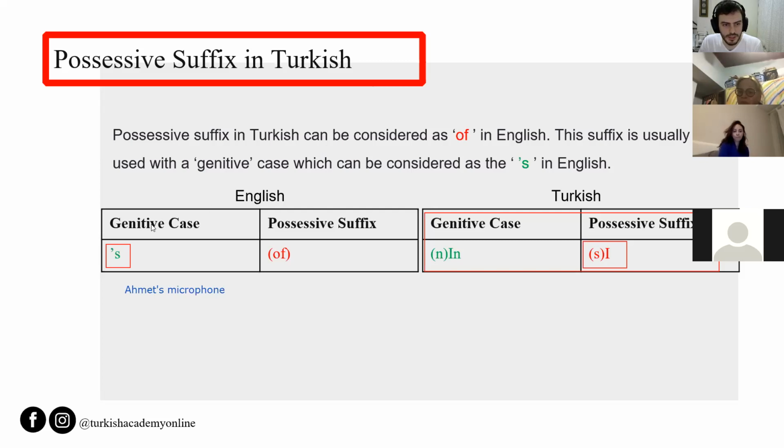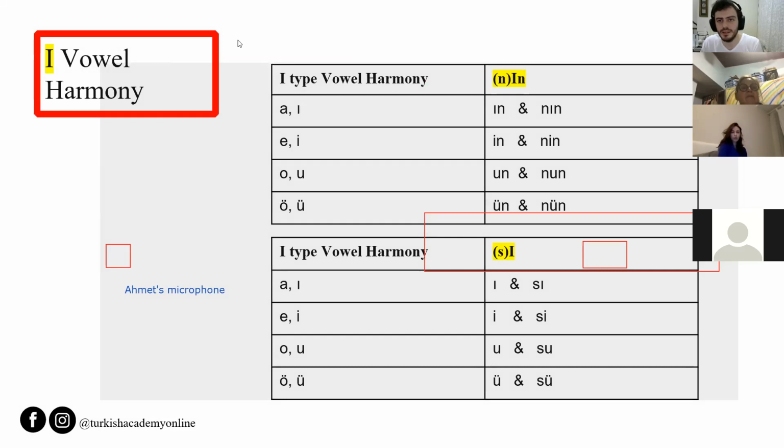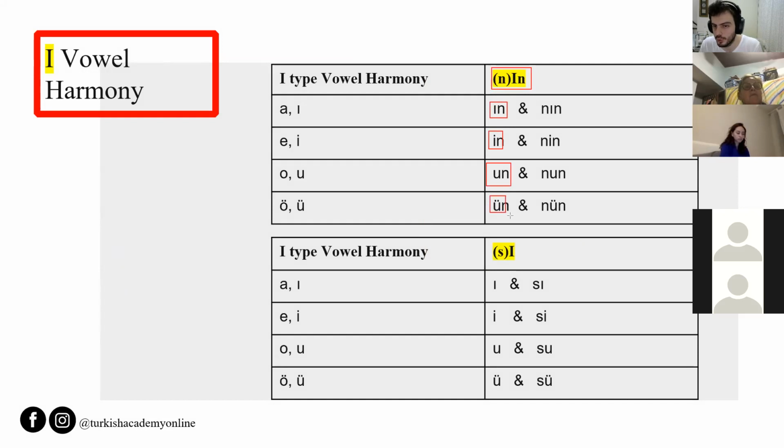So yeah, we need a genitive case and then we need a possessive suffix. They basically make a full possessive group of words in Turkish language. These are the possessive suffixes that we use in Turkish. So for the genitive, I need this nın, nin, nun, and nün, but I also have ın, in, un, ün, according to my vowel harmony, of course. There is this extra n that I'm going to talk about in the next slide.